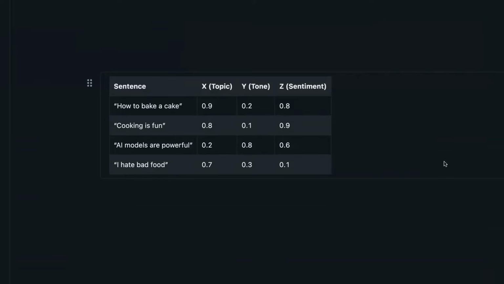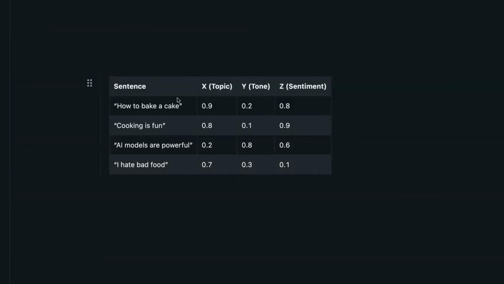For our example, let's just say that we are categorizing the sentences into three different dimensions. That is, the first dimension is topic, the second is tone, and the third is sentiment, right? So let's think about topic, that we are talking about cooking or anything related to cooking. That's our topic. And tone is positive, negative.